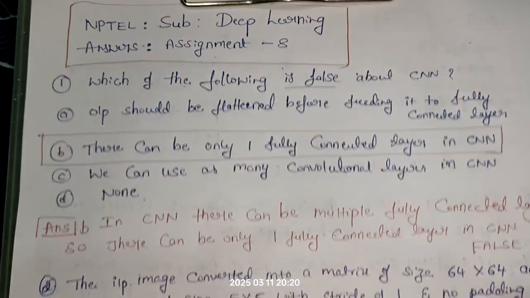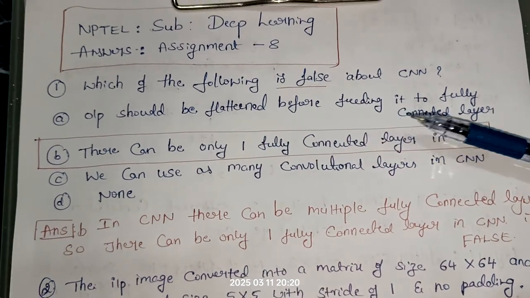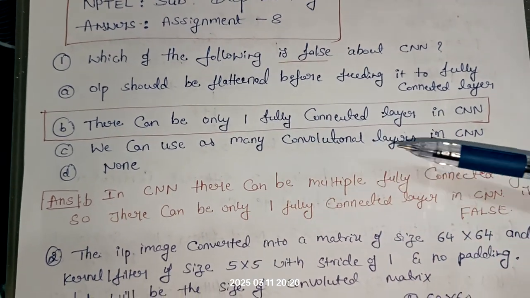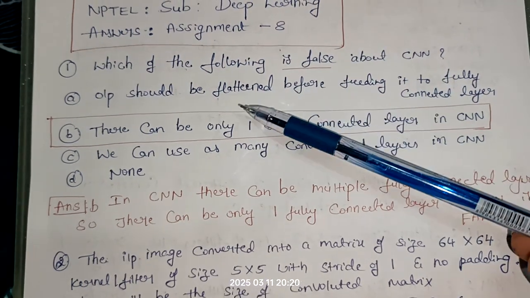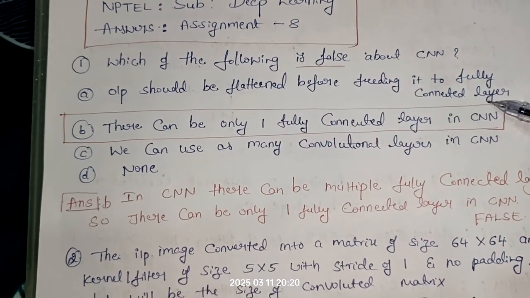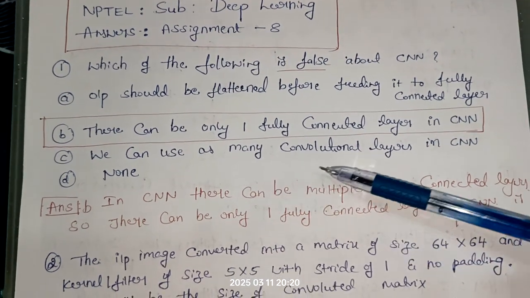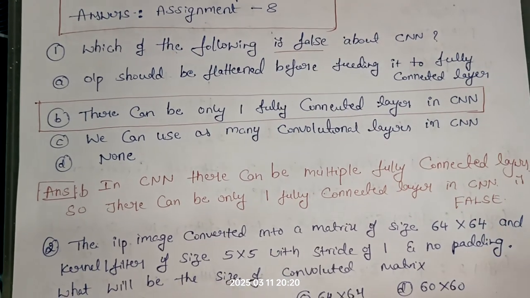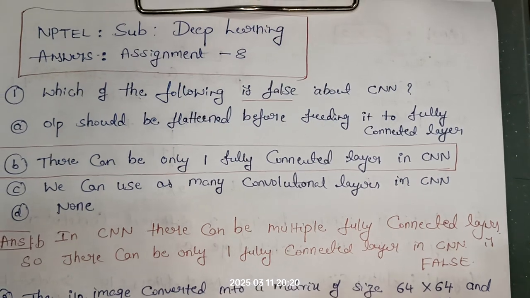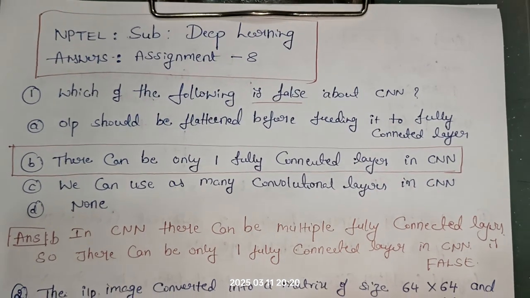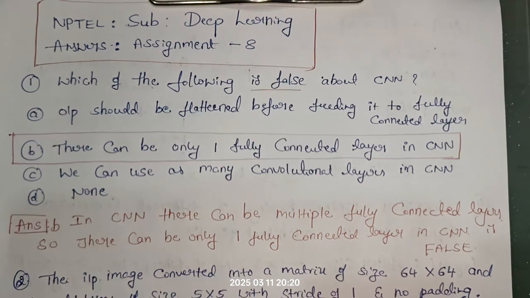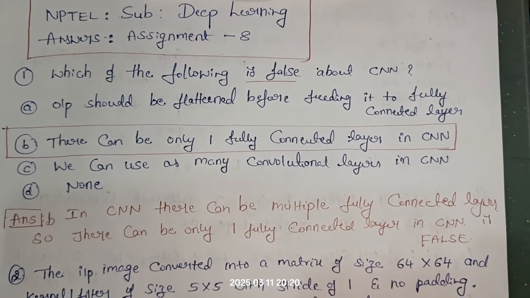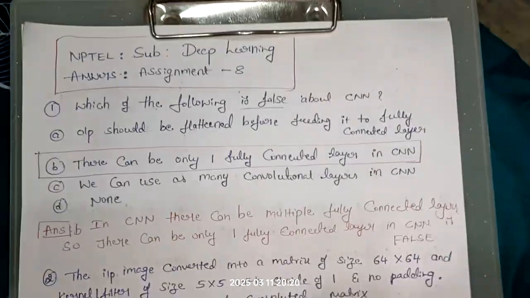The first option is that output should be flattened before feeding it to the fully connected layer. The second is that there can be only one fully connected layer in the CNN, and the third is that we can use as many convolution layers in CNN. If you look at the first one, output should be flattened before feeding it to the fully connected layer is true, and we can use as many convolution layers in CNN is also true. But look at this one: there can be only one fully connected layer in the CNN is the false one, that is the wrong one. In CNN we can have multiple fully connected layers. So that statement is the false one.